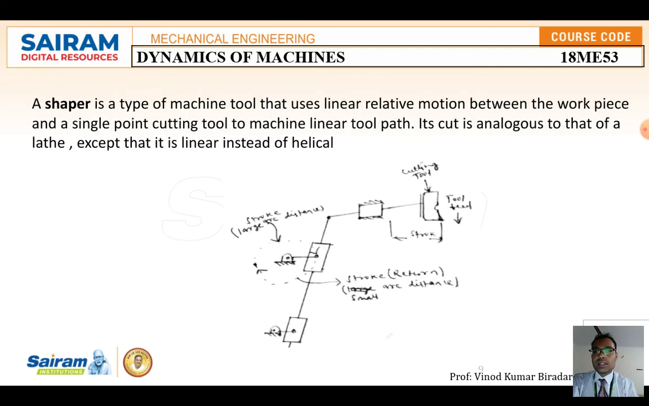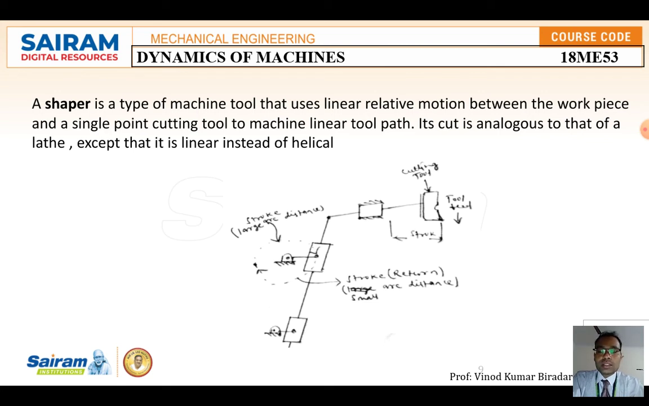Next one is the shaper mechanism. This is also very important, but so far this question has not been asked in the examination. What do you mean by shaper? A shaper is a type of machine tool that uses linear relative motion between the workpiece and a single point cutting tool to cut a linear tool path. It is analogous to the lathe, except that the cut is linear instead of helical.